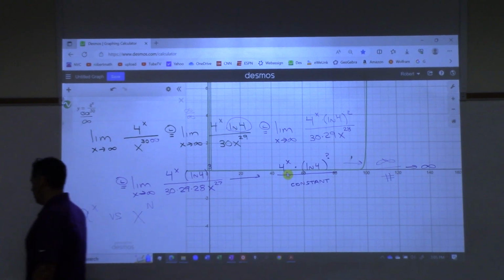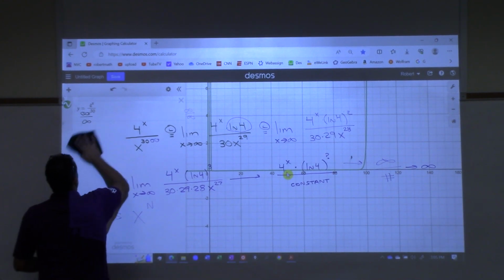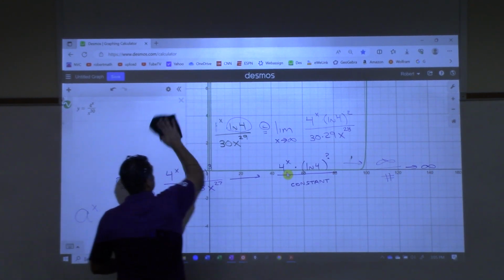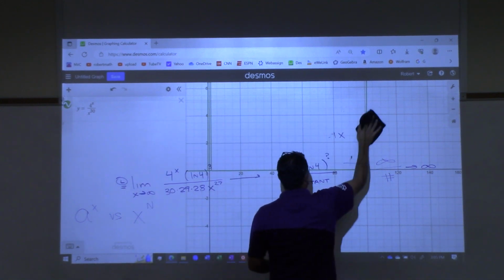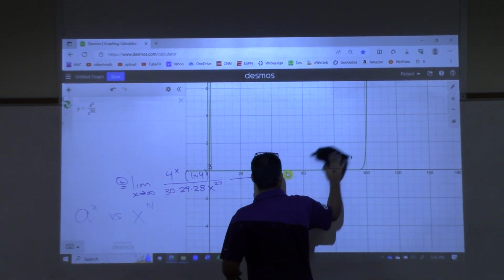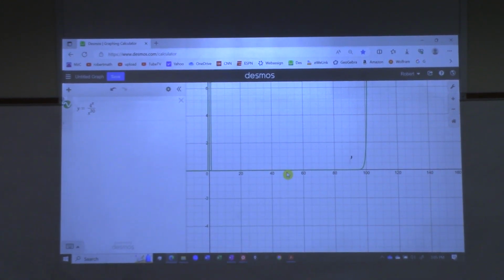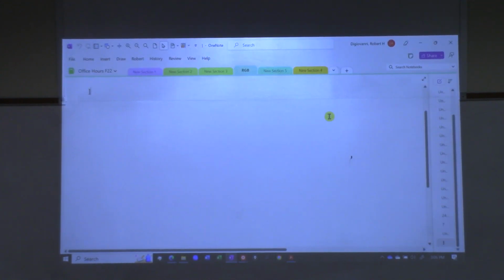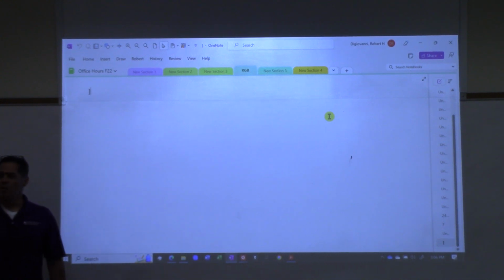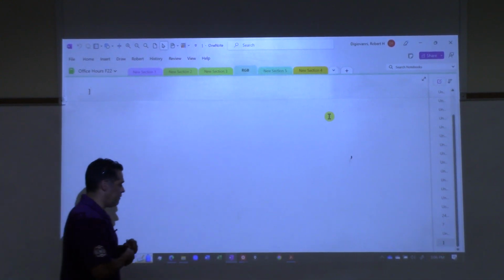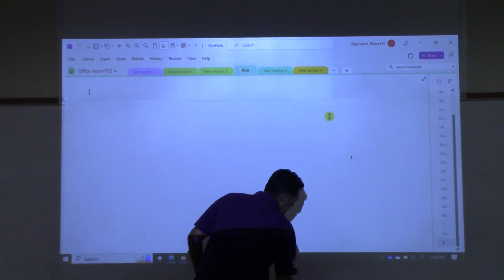Okay, here's one that's kind of different, all right? Everything I've given you up to this point has been intentionally 0 over 0 or infinity over infinity, right? So that we can use L'Hopital's rule. I want to give you an example of something that's not 0 over 0 or infinity over infinity where we can still use L'Hopital, but we have to do some work first. All right, so here it is.